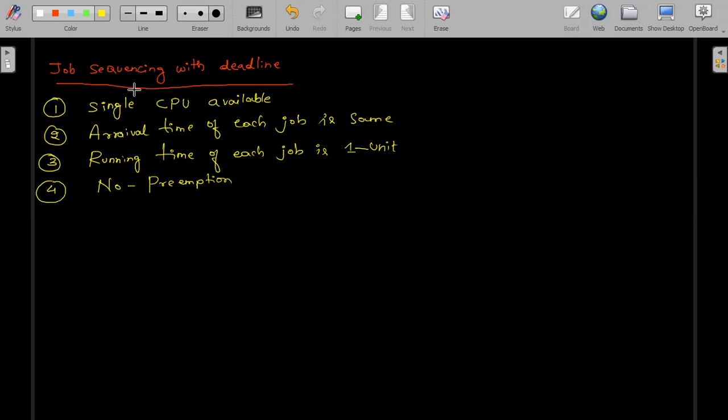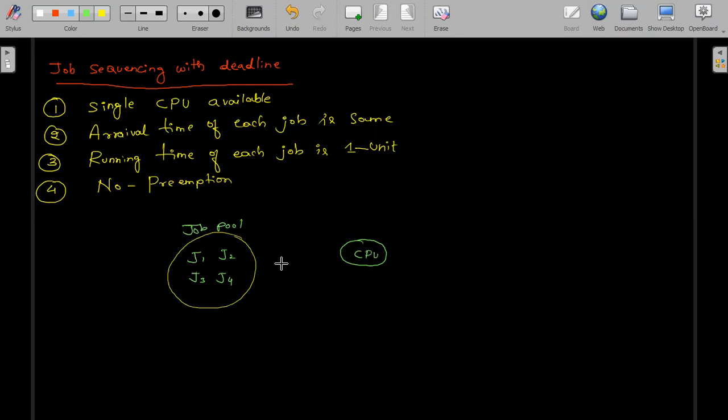Now, what is this job sequencing with deadline? Every job is going to have a deadline. I will show you why it is called like this, all those things. Don't worry right now. Suppose, take it like this. In the job pool, okay, this is a job pool. Here we are going to have jobs like J1, J2, J3, again J4. All these jobs. Again, consider CPU is here.